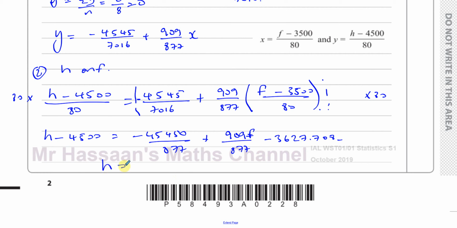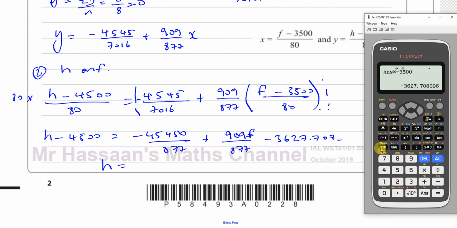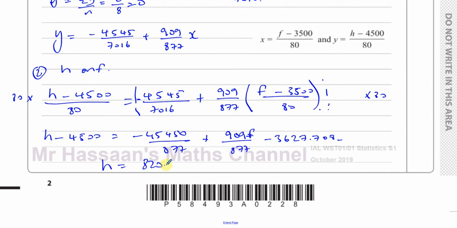Okay, so now all I have to do is simplify this. I have h equals, so I've got to take this value here and add to it the value I got here, which is minus 4,540 over 877, and then I've also got to add 4,500 because that's going to go on this side, and that gives me 820.468, and I've got plus 909 over 877.